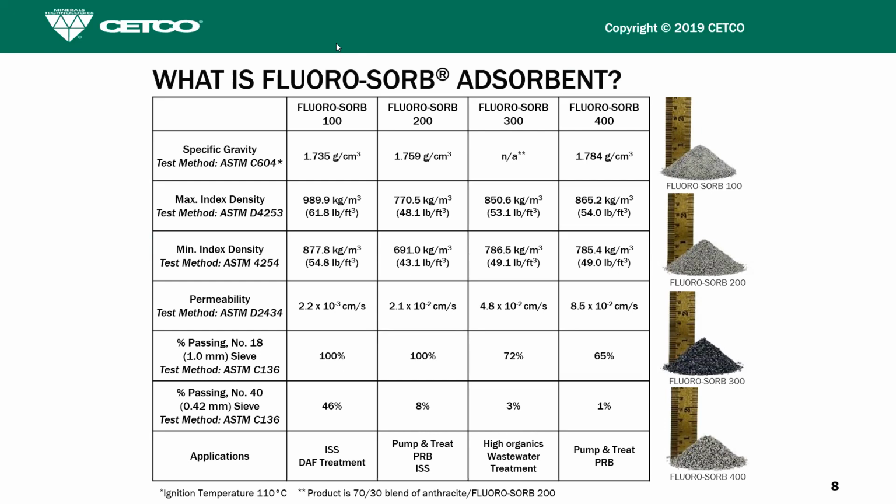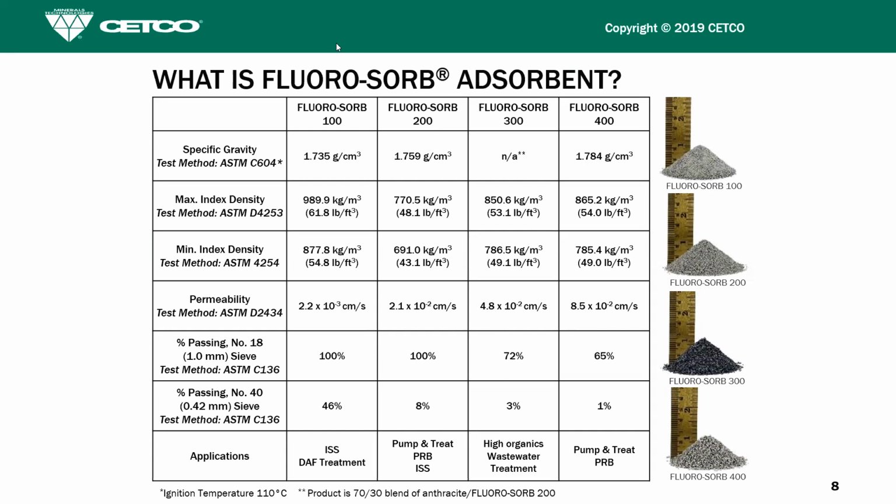Fluoro-Sorb 200, the next grain size up. Again, we list physical properties. It's being used in pump and treat systems, permeable reactive barriers, and ISS. It should be noted, though, that we have not tried to inject via direct push the Fluoro-Sorb 200, and based on the results we got on the 100 and the Fluoro-Sorb P, we're likely not going to need to do that. For our talk today, I'll skip Fluoro-Sorb 300 because it's really not applicable.